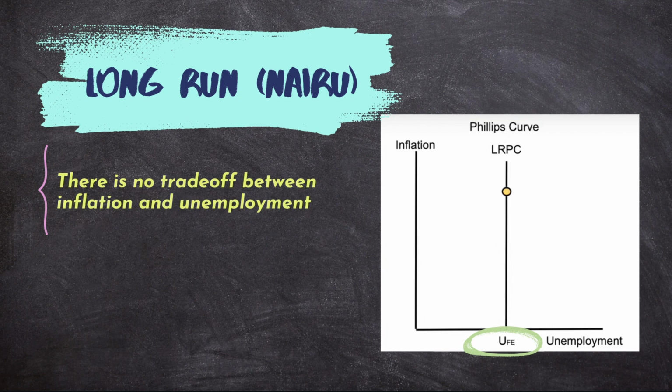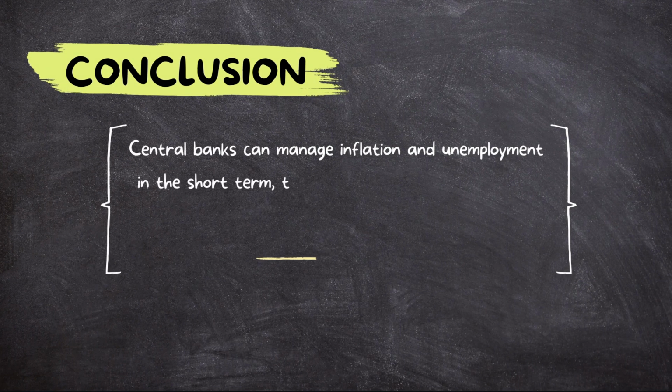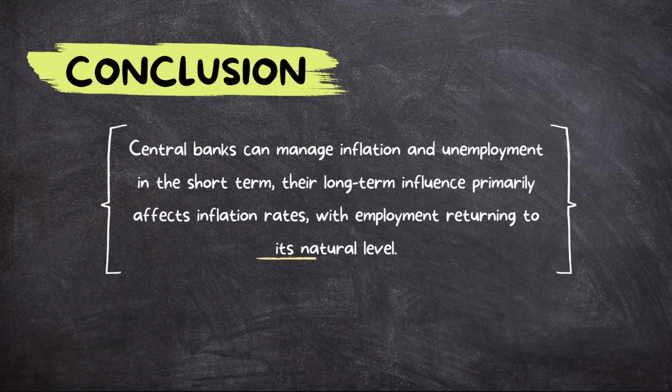This vertical line intersects the horizontal axis at the natural unemployment rate, also known as the non-accelerating inflation rate of unemployment, NAIRU. This highlights that while central banks can manage inflation and unemployment in the short term, their long-term influence primarily affects inflation rates, with employment returning to its natural level.